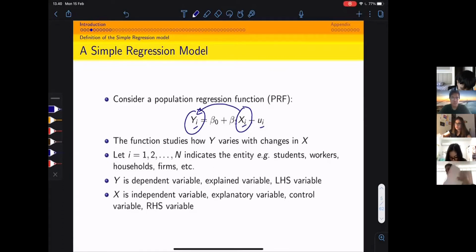Sir, can I ask? Sure, go ahead. How can we differentiate between the dependent variable, independent variable, explained variable, and all the variables, sir? I'm just curious about that. Thank you.